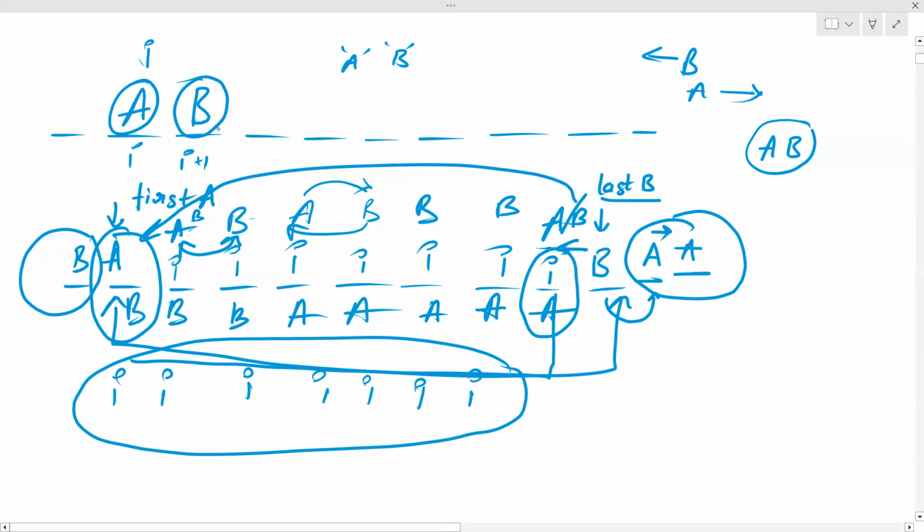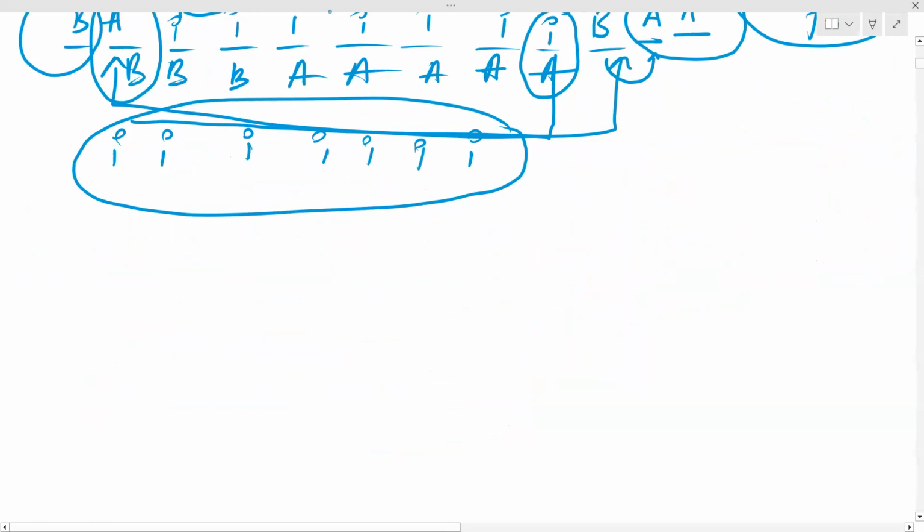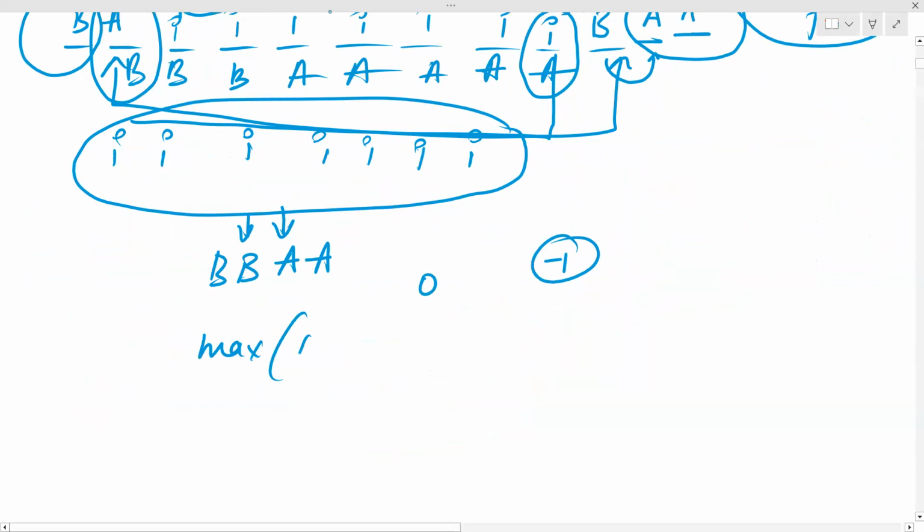Okay. Now, how can I write the number of operations? It is nothing but the index of the last B minus the index of the first A. And that is our answer. The only thing that you'll have to make sure is that you're not printing something which is negative. It's quite possible that we get this as our input. In this case, the last B is this, the first A is this. This doesn't mean that the answer is -1. Your answer will be 0. So our answer is the maximum of 0 and that difference.